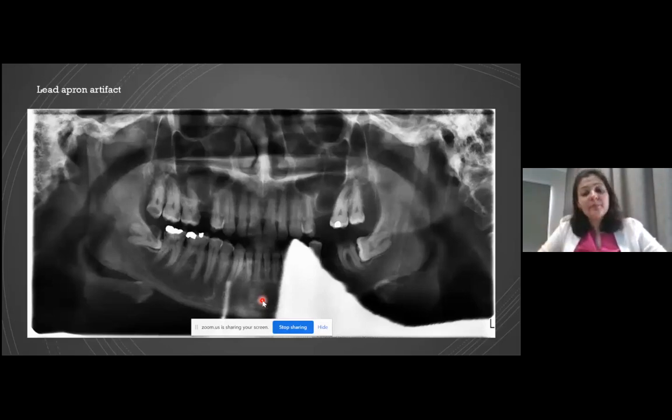This is a lead apron artifact, which often happens with patients who have a short neck or are not positioned properly. The lead apron, which is made of metal, casts a shadow on the jaw because of the movement of the X-ray machine. Right, and so it actually obscures part of the mandible. So this kind of radiograph is difficult to accept and interpret. You might want to repeat it.